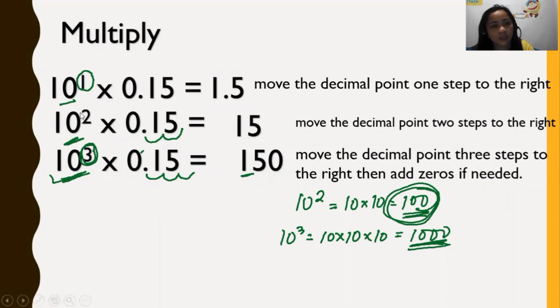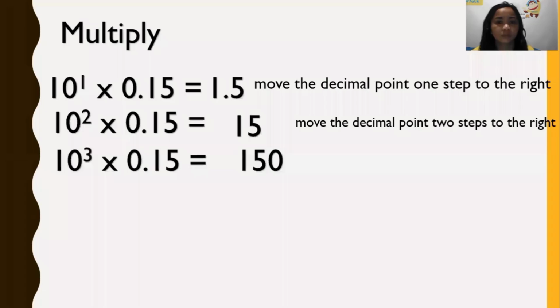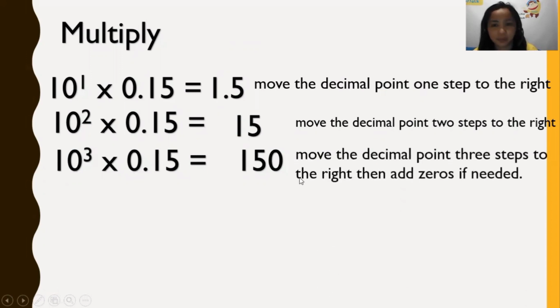So this is with the use of exponent. So this is the same with 1000. Move the decimal point 3 steps to the right, then add zeros if needed.